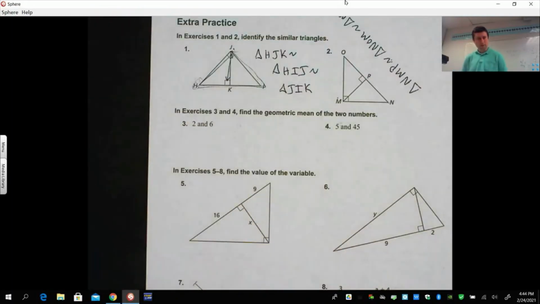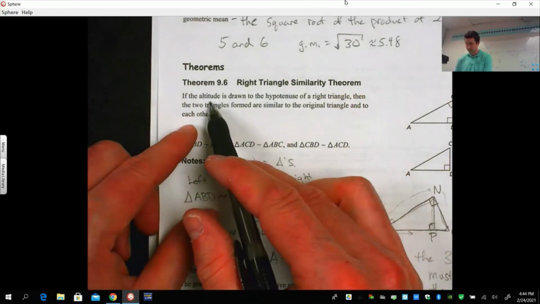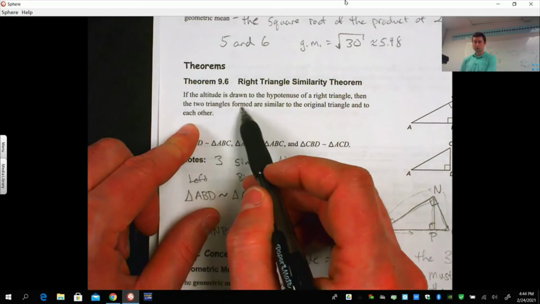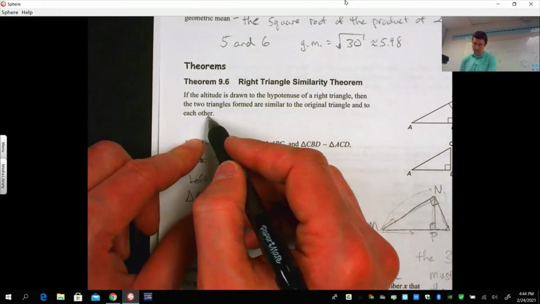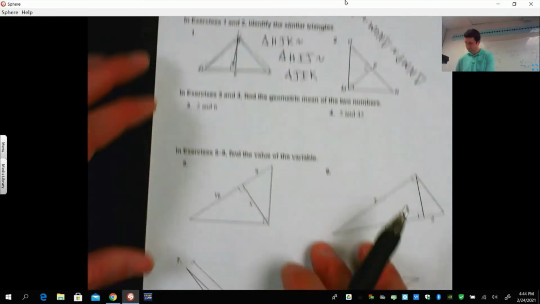Keep in mind, number 1, you need the answer to this, right triangle similarity, since we're talking about that. If the altitude is drawn to the hypotenuse of a right triangle, then the 2 triangles formed are similar to the original triangle and to each other. So question number 1 is a vocab question dealing with that right triangle similarity theorem.